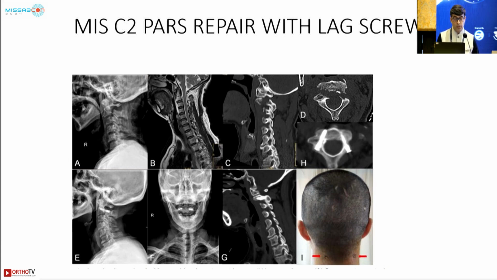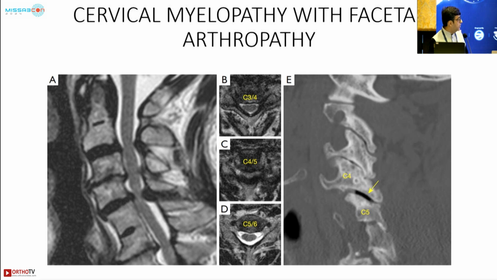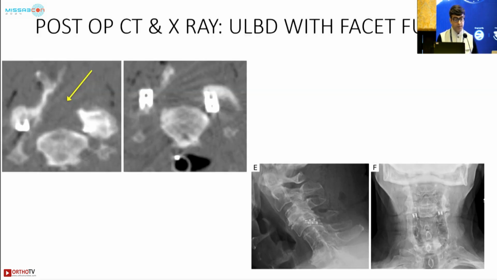MIS pars repair with a lag screw has been described, with bilateral smaller incisions and direct repair of the pars. Next, posterior percutaneous facet joint fusion. Facet joint fusion has been described by Professor Goel for treatment of cervical spondylotic myelopathy and radiculopathy. The concept has now progressed to a percutaneously placed posterior cervical facet joint cage. Like this patient with cervical myelopathy with extensive facet degeneration on CT scan, a posterior unilateral approach with bilateral decompression was done, and these facet cages were placed percutaneously.